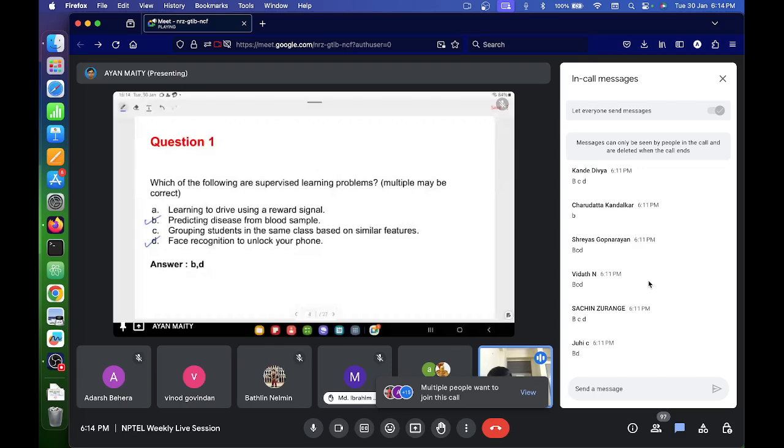And option D is face recognition to unlock your phone. In case of face recognition, you have to upload an image of your face to your phone. That acts as the target variable or the output variable, and it tries to match a sample with the sample that it already has stored. So that is also a supervised learning problem, where the decision variable is whether it's you or not. The decision variable is present there, so that is why it is also a supervised learning problem. So B and D, these two are supervised learning problems. The other two options are not supervised learning problems.